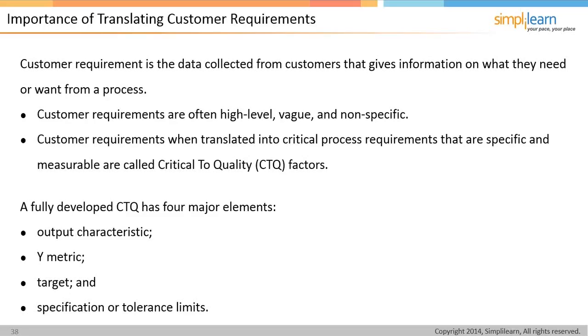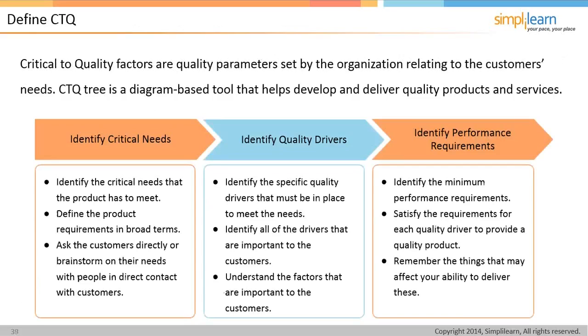A fully developed critical to quality has 4 major elements: the output characteristic, the Y metric, the target, and the spec or tolerance limits. So critical quality factors are quality parameters that are set by the organization relating to the customer's needs. The CTQ, or critical to quality tree, is a diagram-based tool that helps develop and deliver quality products and services. So here we've got identifying the needs. We identify the critical needs that the product is to meet. We define the product requirements in broad terms.